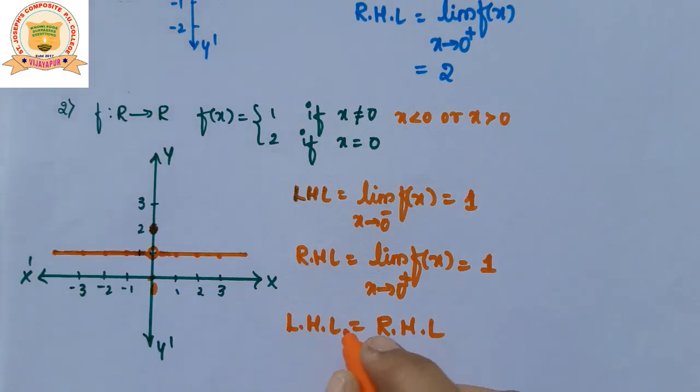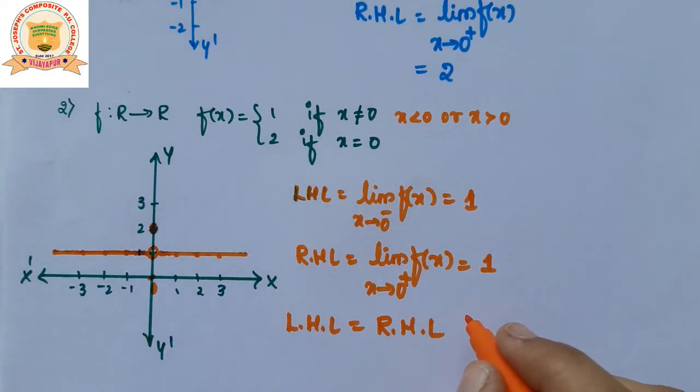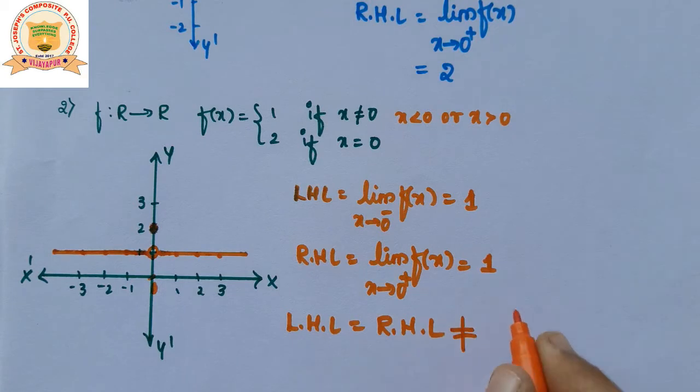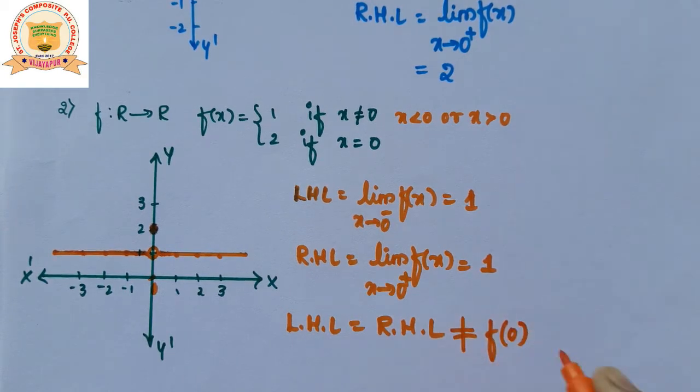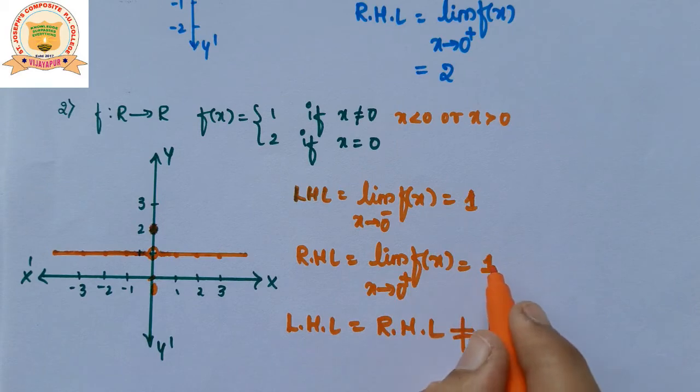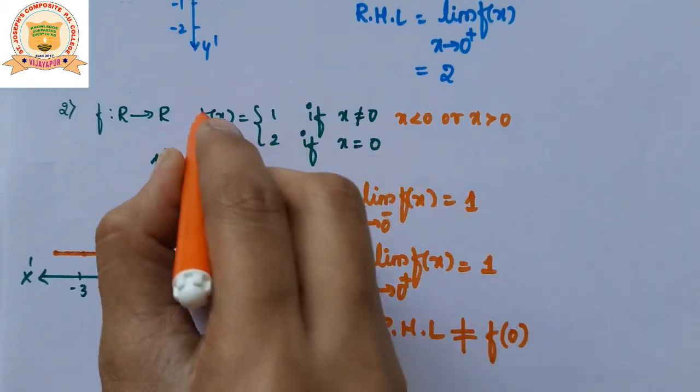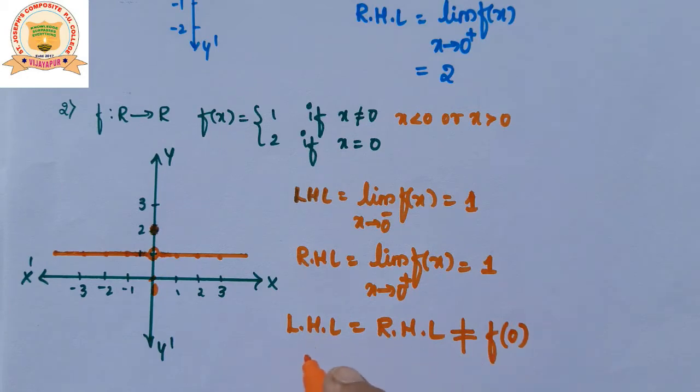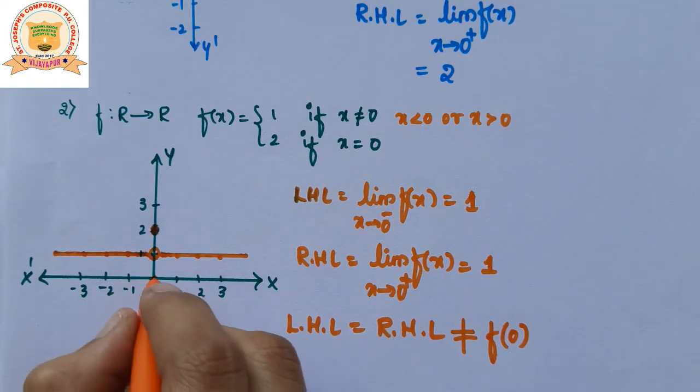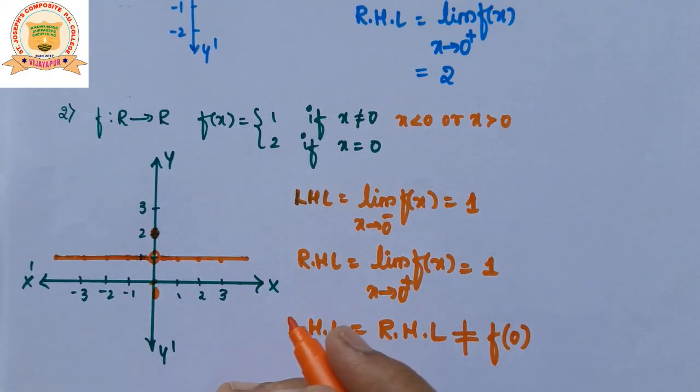LHL and RHL equal, then also the function is not continuous because this is not equal to functional value at x equal to 0. LHL value is 1, RHL value is 1, but f of 0 at x equal to 0, the value of the function is 2. Therefore, LHL is equal to RHL, but it is not equal to f of 0. Therefore, we can say that the function is not continuous at x is equal to 0. If you say that the function is continuous, nothing but we can draw the graph of the function without lifting the pen. If you get the graph like that, then the function is continuous. Understood?